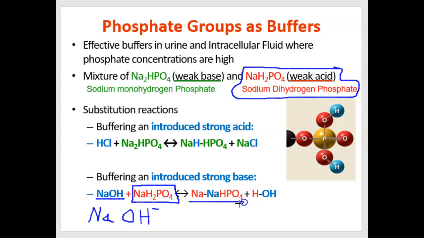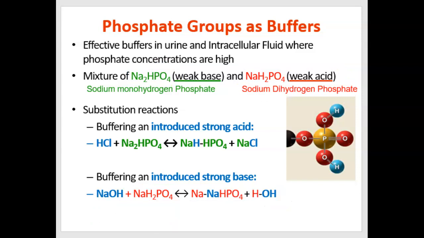So it becomes Na2HPO4, which is the weak base that we originally talked about. But what's left over is this anion, the hydroxide group. It will bind to one of those hydrogens and form water. So that's how the phosphate group buffer works. And it's particularly important in the kidney and in the cytoplasm, because that's where there's so much phosphate.